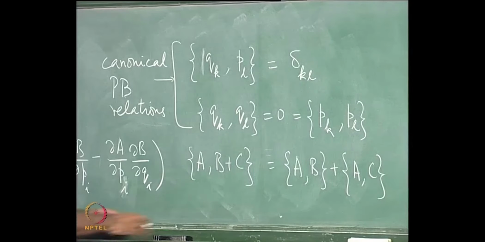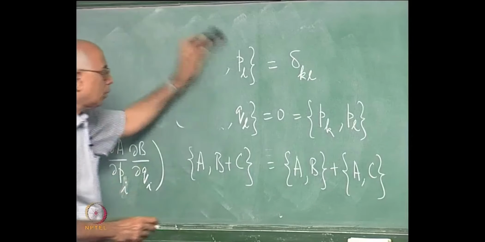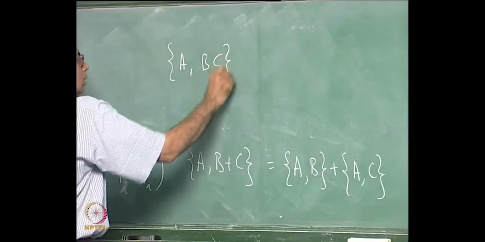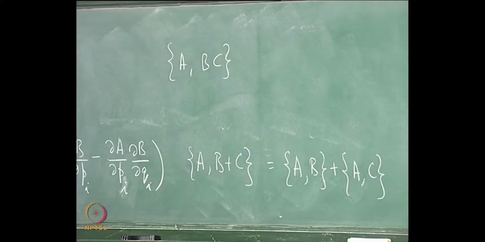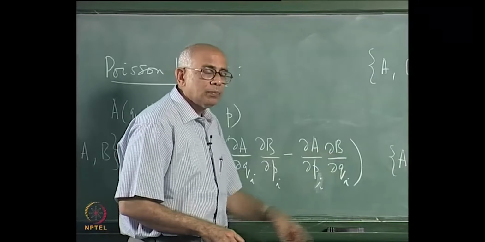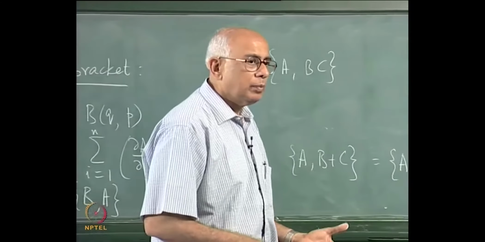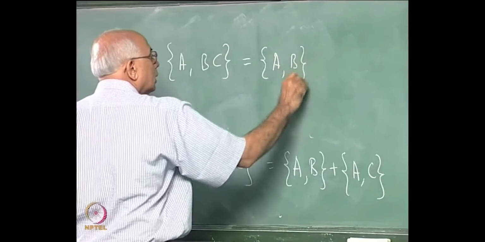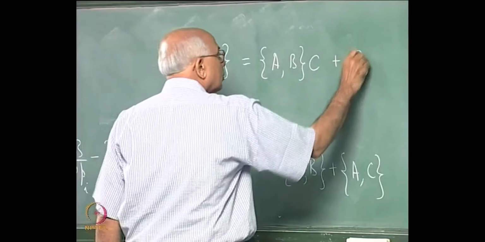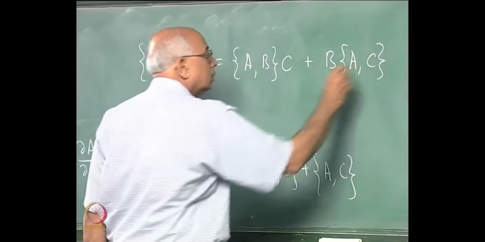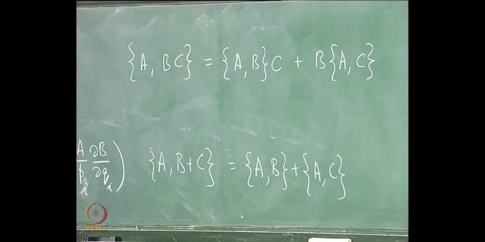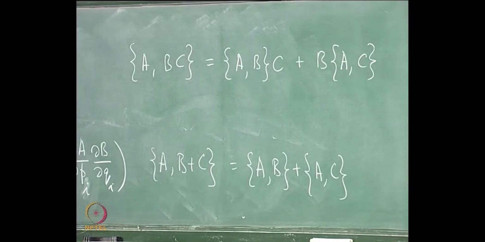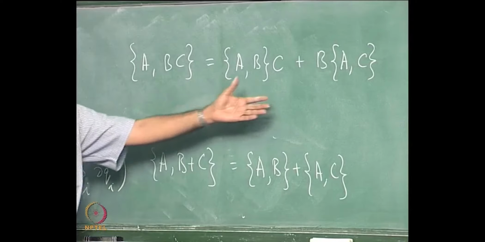What is the Poisson bracket of A with a product of two functions? If I took A with BC and asked what this is equal to, you would have to write out the brackets explicitly and use the chain rule of differentiation repeatedly, and then it is a simple exercise to show that it is {A,B} times C plus B times {A,C}. This is the chain rule for differentiating functions, that is all that has been used, and then it leads to an identity of this kind.